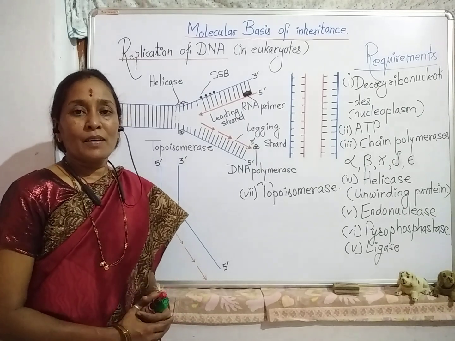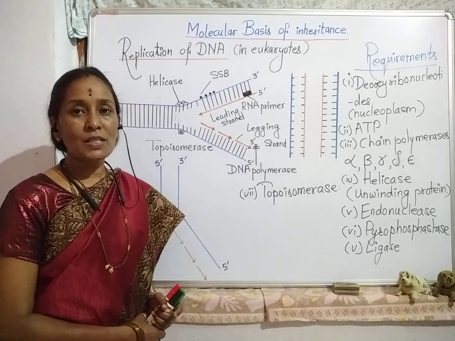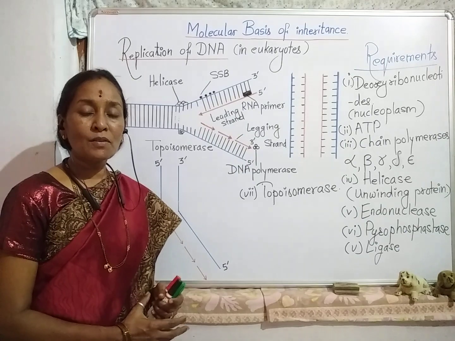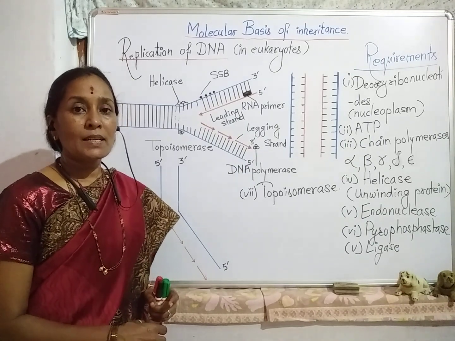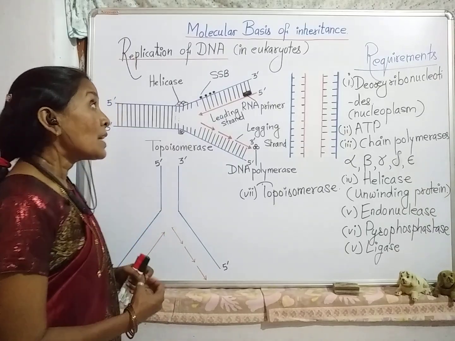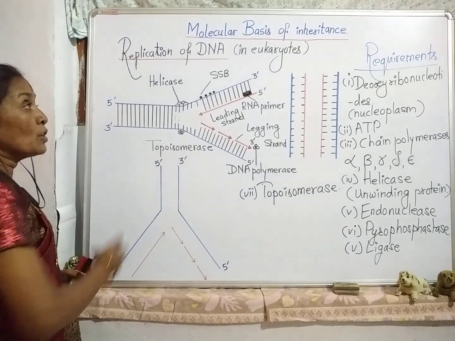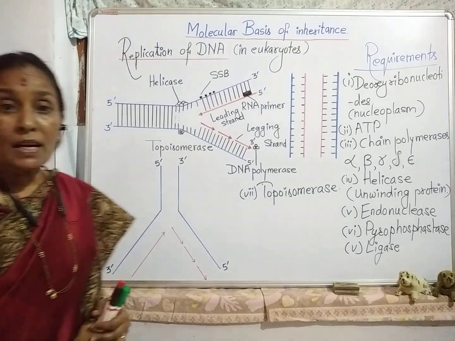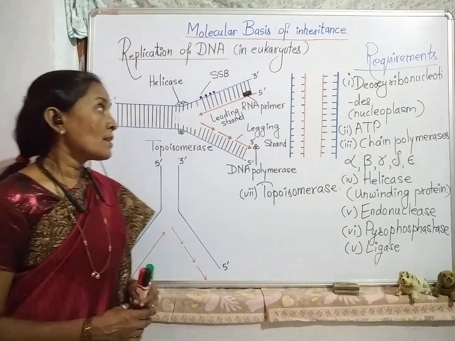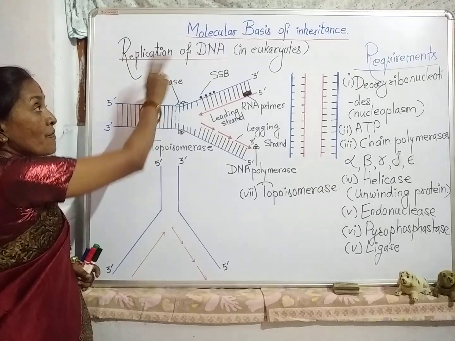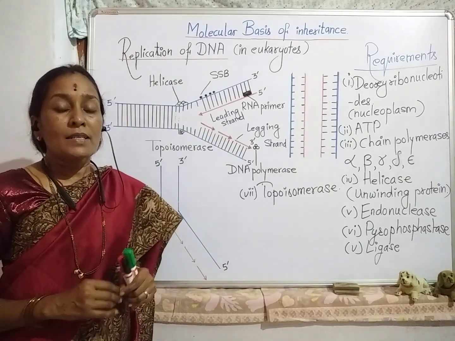Students, here I am discussing the topic molecular basis of inheritance, which belongs to the 12th standard, chapter number 6. This is a very important topic which deals with the inheritance pattern, which is based on the molecules. We have to study the genetic material at the molecular level. Here I am discussing the replication of DNA, particularly in the eukaryote, not in the prokaryote.